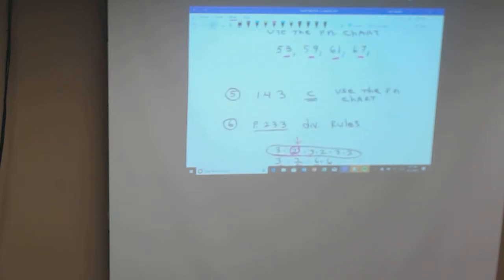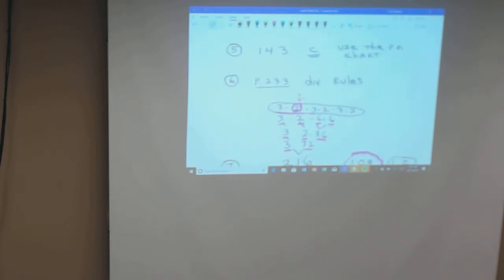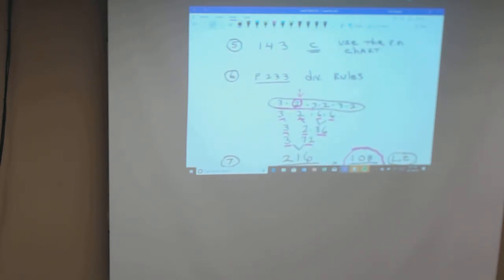Number 5 is 143 prime or composite. Check the chart. 143. 139, 149. So what does that tell you? If it's not on the chart, what does that make it? A composite number. Number 6. Do you know your division rules? How do you know if it's divisible by 2? It ends in an even number.